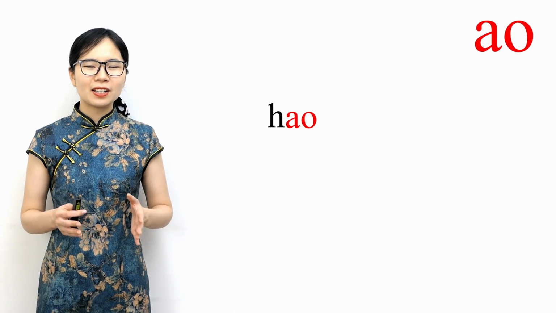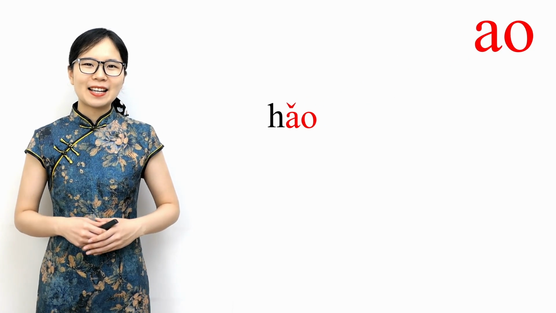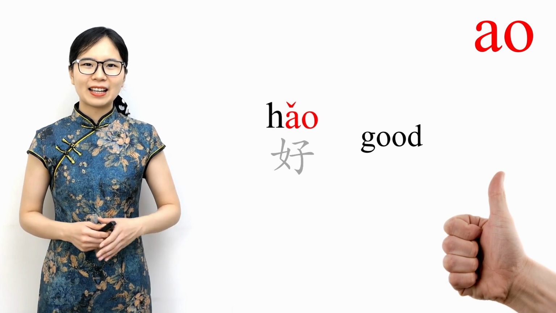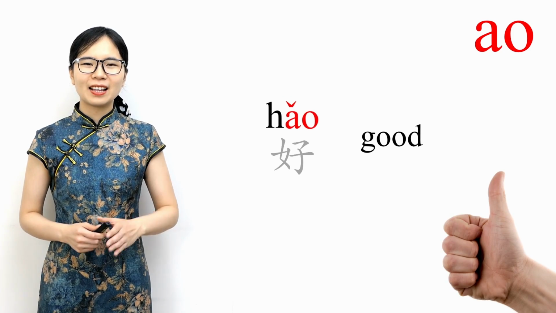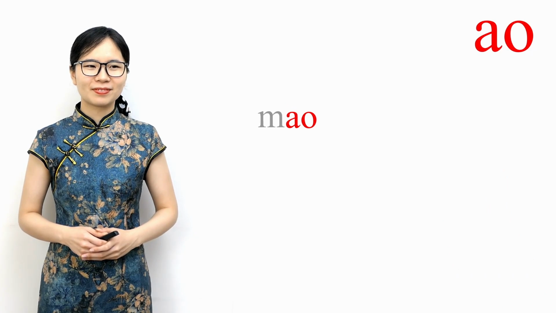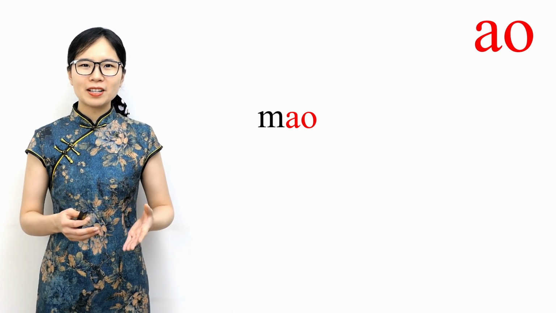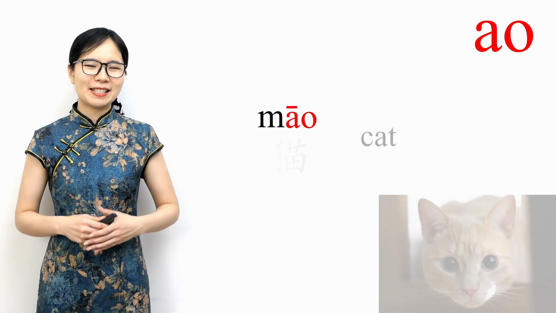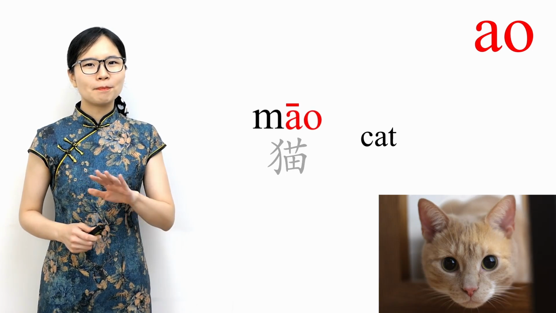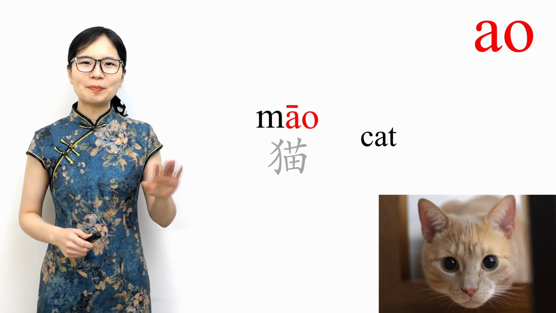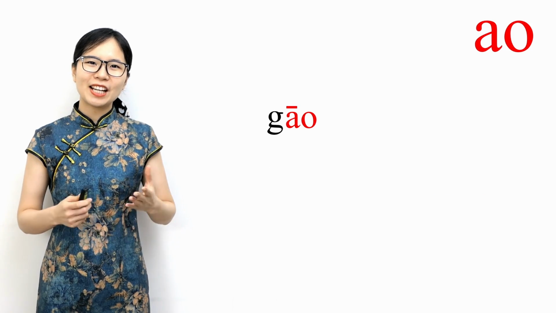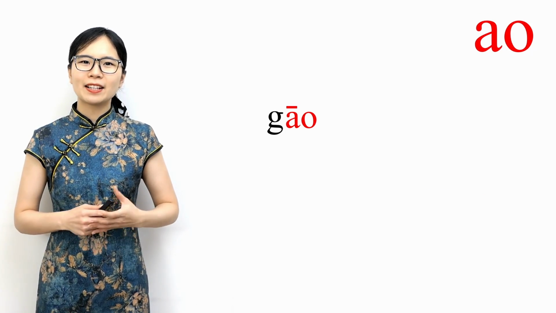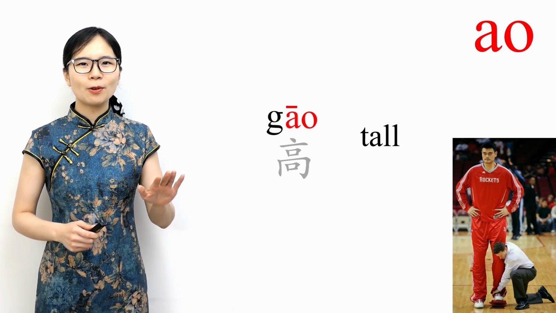Adding the initial h and the third tone, then I get the word 好, which means good. 好. Switching to the initial m and the first tone, I get the word 猫, which means cat. 猫. And changing to the initial g, we get 高, which means tall. 高.